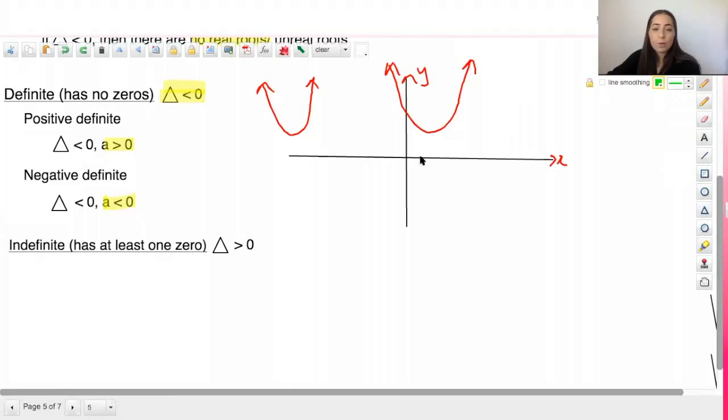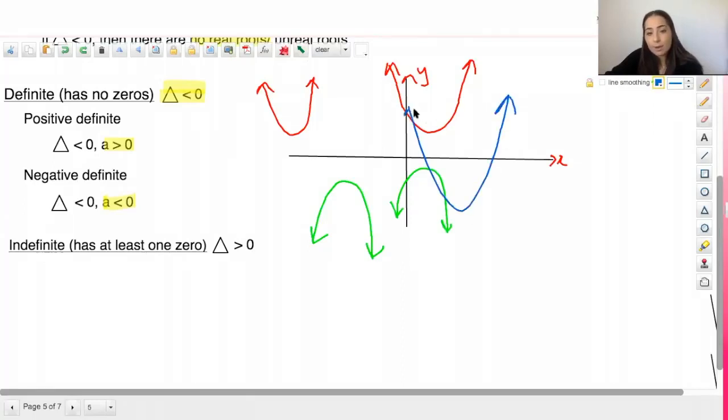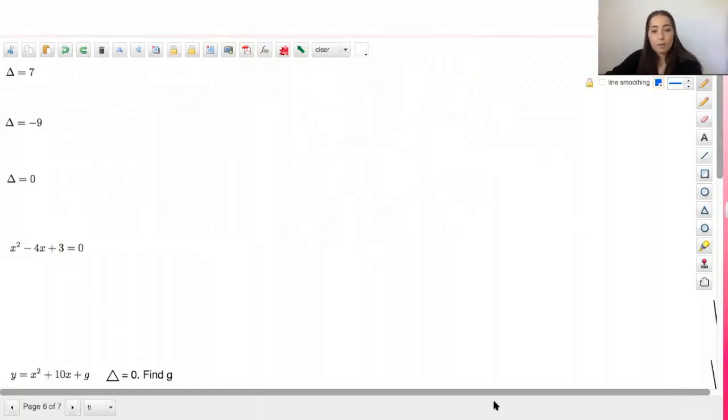So a negative definite could look something like this or something like this. It still has a y-intercept, but no x-intercept. And this one is concave down because the coefficient of x squared is negative. And then an indefinite could look anything like this, pretty much. So it's got 2 x-intercepts, or it's got 1 x-intercept. It doesn't matter too much. So those are different ways that your definite or indefinite parabolas can look.